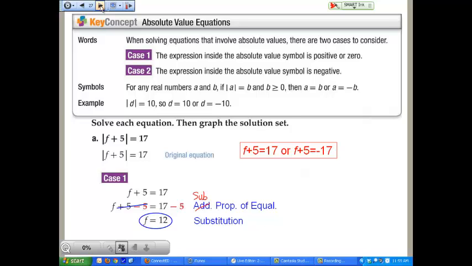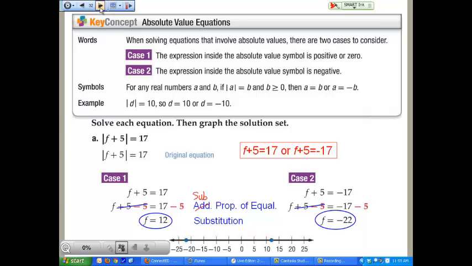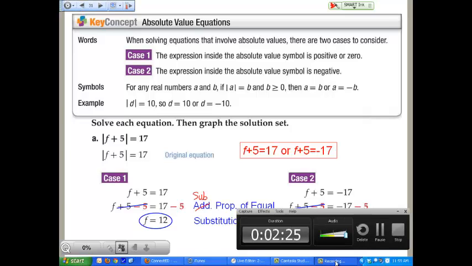But that would only apply if f plus 5 equals 17, and we don't know for certain that f plus 5 equals 17. F plus 5 could equal negative 17, which was case 2. Once again, we're going to use our subtraction property of equality. The 5s on the left will cancel each other out, and in this case, f is equal to negative 22. So your answer is going to be either f equals 12 or f equals negative 22. Both are legitimate answers and both are required.